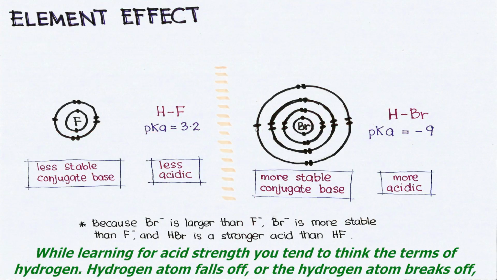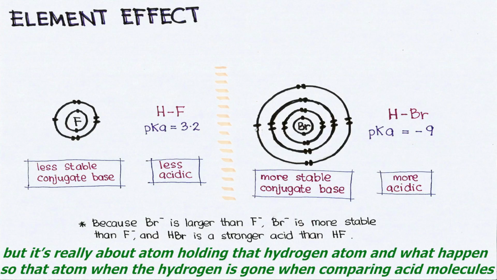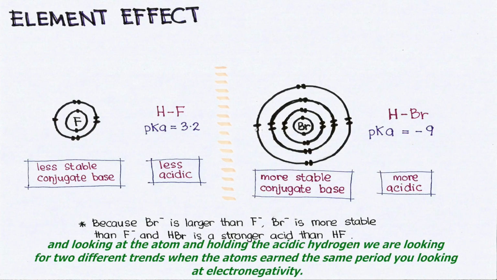While learning about acid strength, you tend to think in terms of hydrogen. The hydrogen atom falls off or breaks off, but it's really about the atom holding that hydrogen atom and what happened to that atom when the hydrogen is gone. When comparing acid molecules and looking at the atom holding the acidic hydrogen, we are looking for two different trends. When the atoms are in the same period, you're looking at electronegativity.